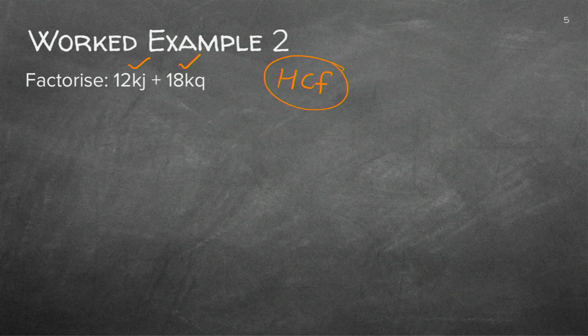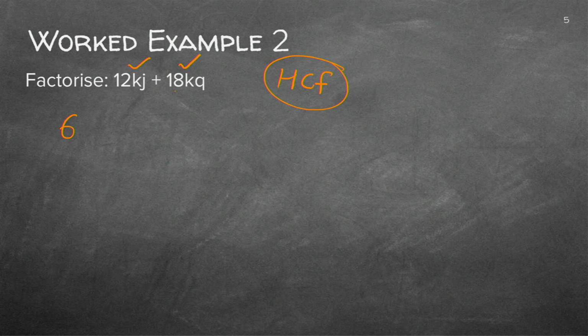Or what is the highest number that you can use to divide these two numbers without leaving a remainder? And that number, guys, is 6. So if you divide 6 by 12, you get a 2, and if you divide 6 by 18, you get a 3. So that is the highest common factor between the two.